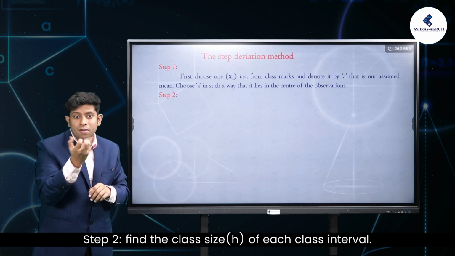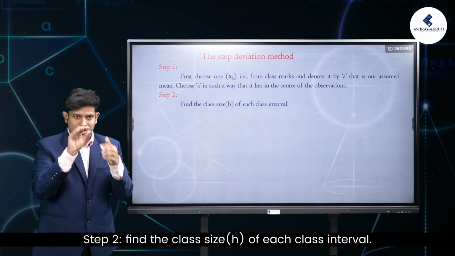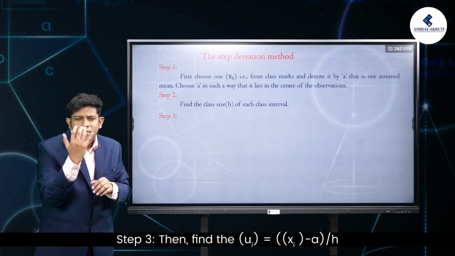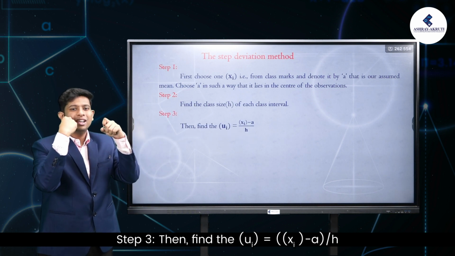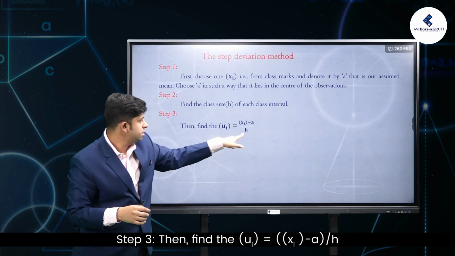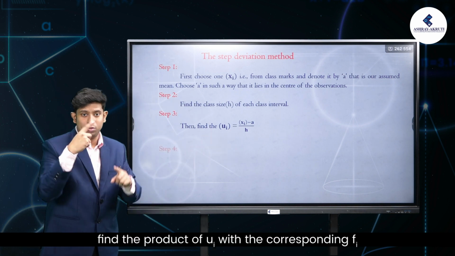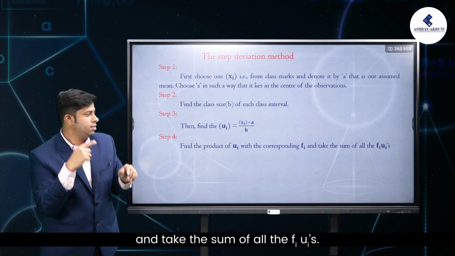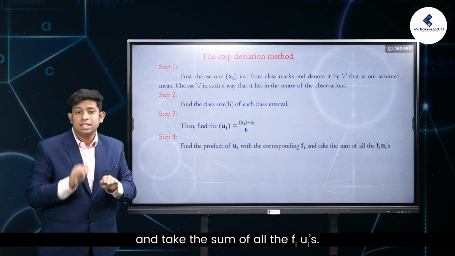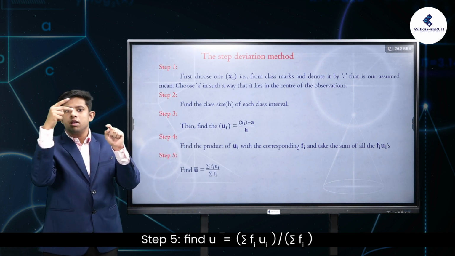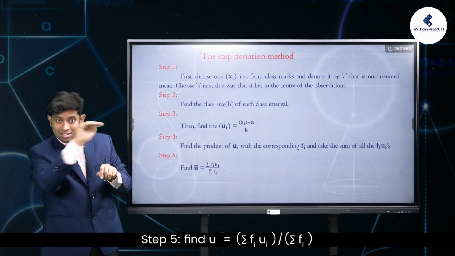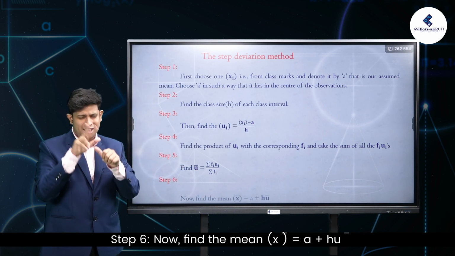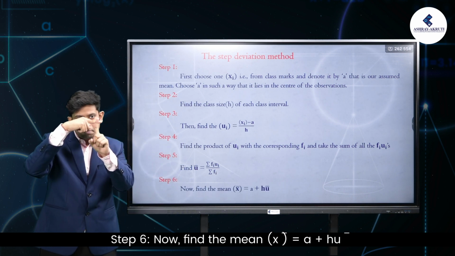Step 2. Find the class size h of each class interval. Step 3. Then find ui, that is equal to xi minus a by h. Step 4. Find the product of ui with the corresponding fi and take the sum of all the fi ui's. Step 5. Find u bar is equal to summation fi ui by summation fi. Step 6. Now find the mean x bar is equal to a plus h u bar.